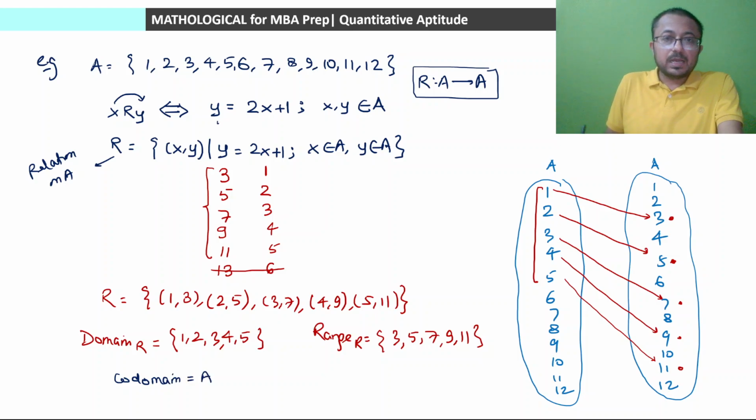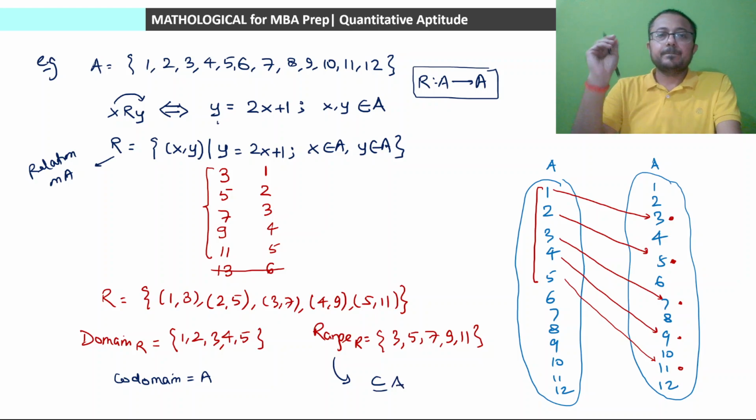And of course, our range is the range of R. This is a subset of the codomain. Isn't it so? Clear? Okay.